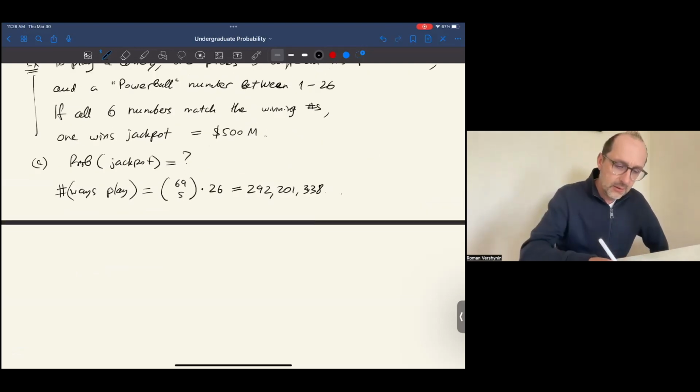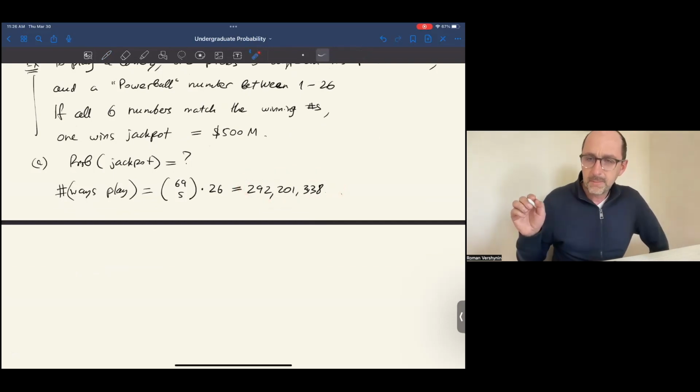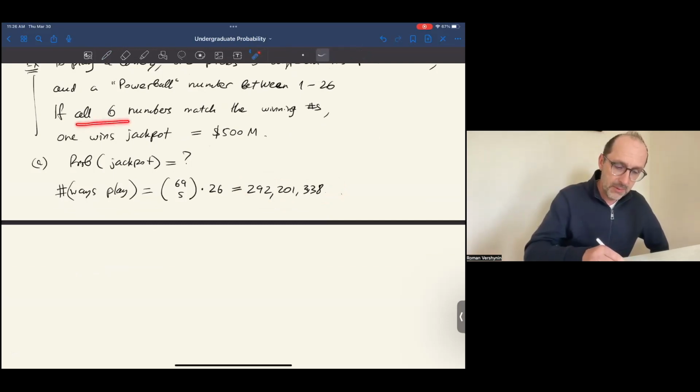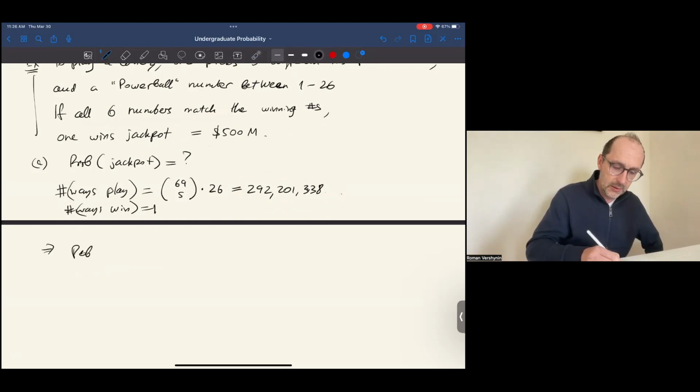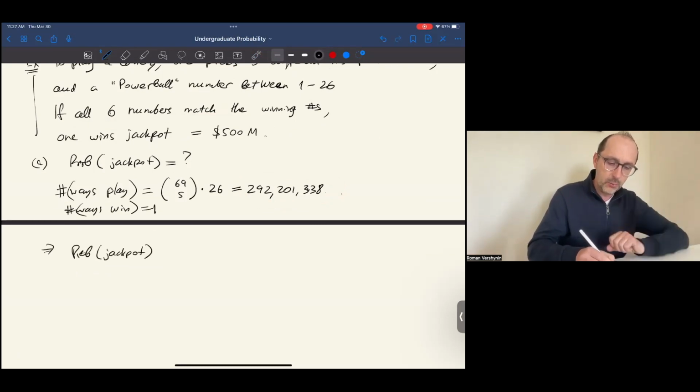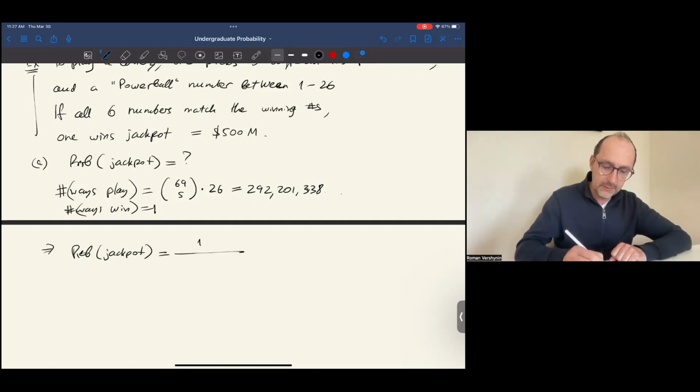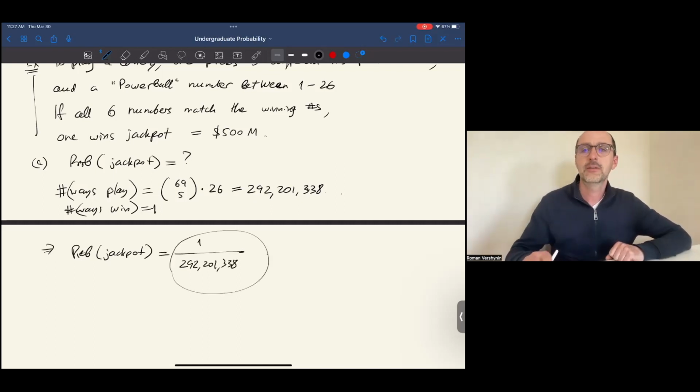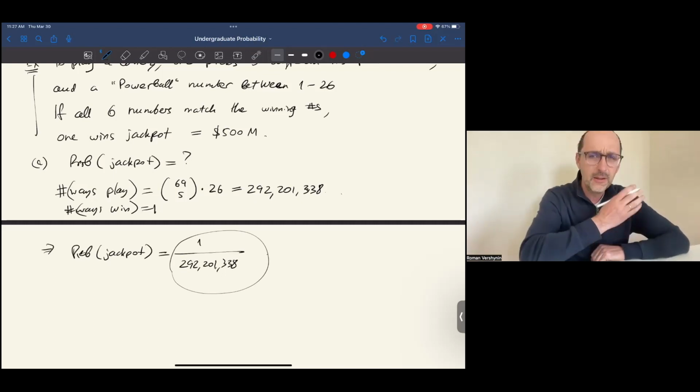Of all of these many, many ways to play the lottery, only one way is the winning one. It's a jackpot. You need to match all these numbers. There is only one way to do that. The number of ways to win is just 1. And so the probability of winning in this game is 1 divided by that huge number. And that's the answer. Disappointing, isn't it? For instance, this probability is 50 times smaller than the probability of you being struck by lightning this year.